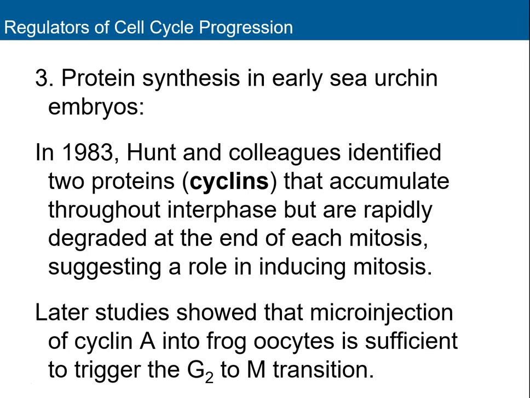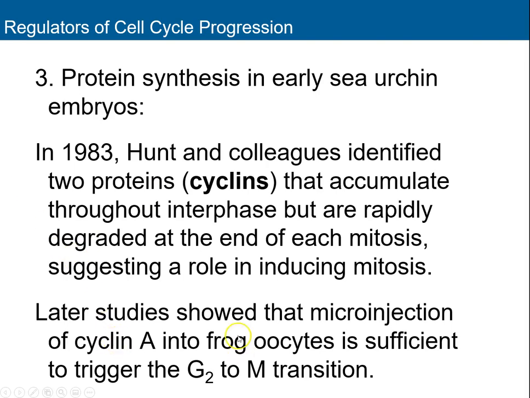All right, so we move on to number 3, the next experimental approach. Now we're in 1983; we started in 1971. This group used sea urchin embryos, and they identified 2 proteins, which are 2 types of cyclins, that accumulate throughout interphase but rapidly get degraded at the end of each mitosis. So it suggested that these cyclins have some role in inducing mitosis, because they're there, but then they rapidly get degraded before a cell moves through mitosis.